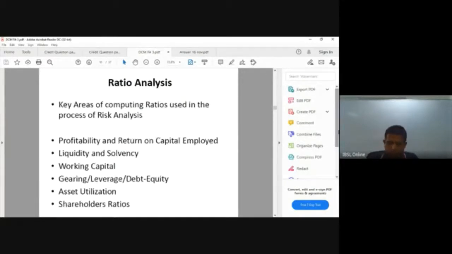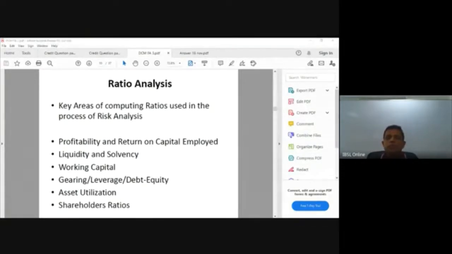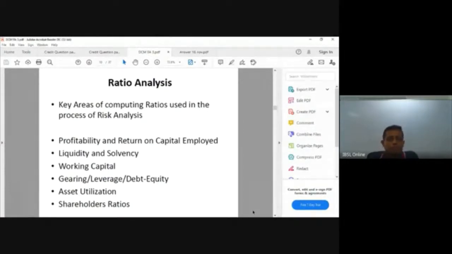Then I mentioned last week, there are 6 categories of ratios. That is profitability ratios, liquidity ratios, working capital ratios, gearing ratios, asset utilization ratios, and shareholder or investor relation ratios.